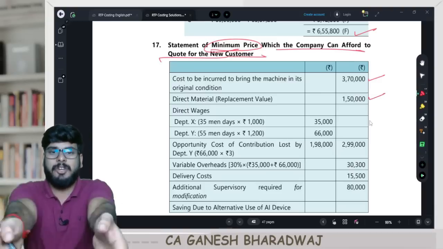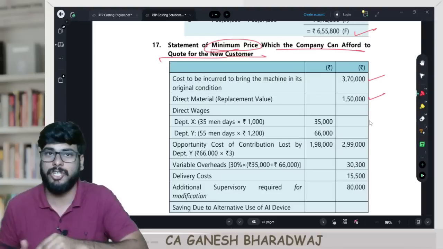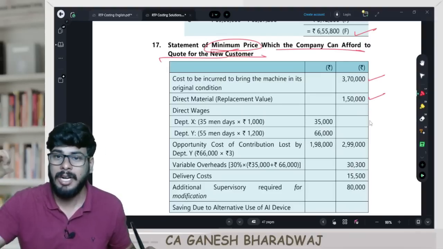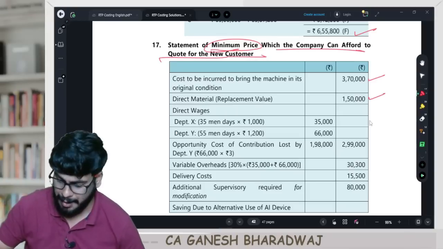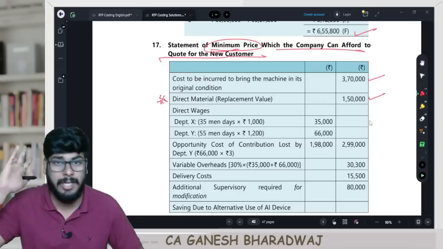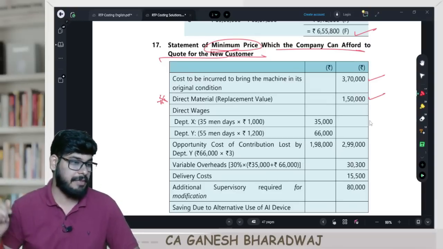Are you clear? Only because I'm going for this job, I'm using the stock. Since I am using the stock for this particular job, I need to purchase fresh stock today for a different job order that I need to get, by paying 1,50,000. Are you clear with this? This is extremely important, a very unique adjustment that is applicable only in case of a relevant costing scenario. Next, what have they said?